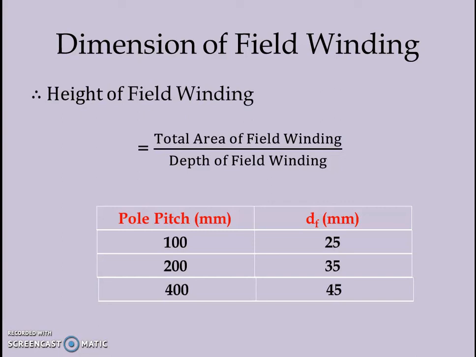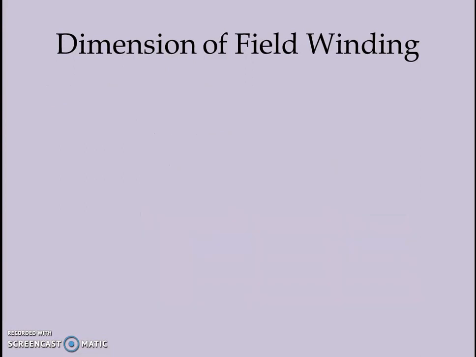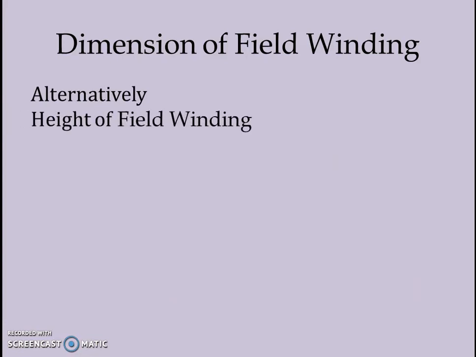winding. Once the height of the field winding is available, the height of the pole body can be easily calculated, and then the overall height, the radial length of the pole, can be designed. Alternatively, we have another equation to calculate the height of the field winding.